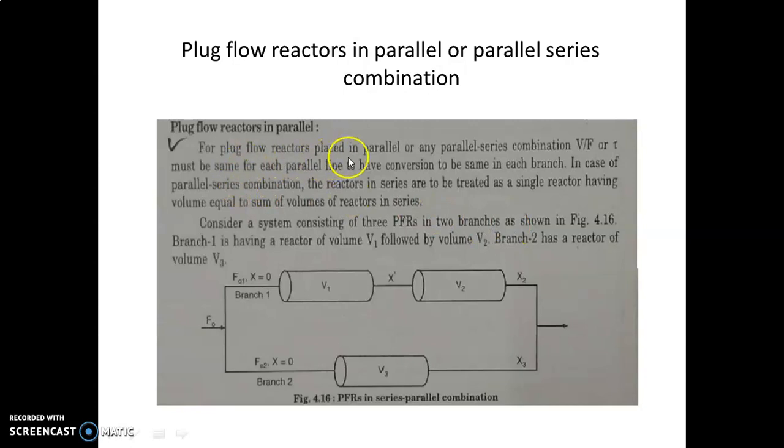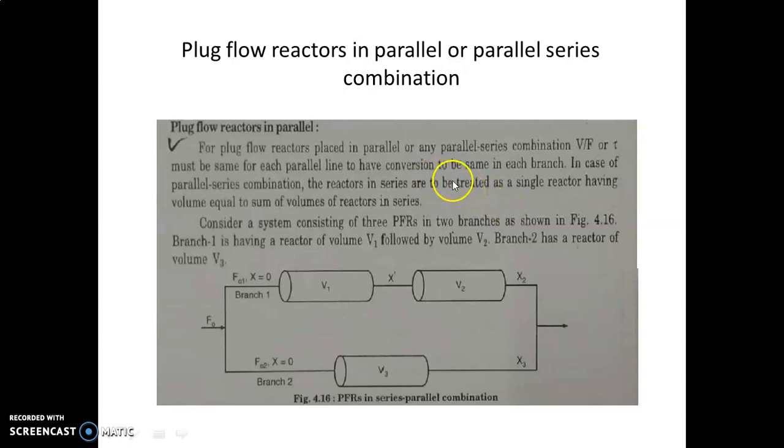For plug flow reactors placed in parallel or any parallel series combination, V by F or tau must be the same for each parallel line to have the conversion be the same in each branch. In case of a parallel series combination, the reactors in series are treated as a single reactor having volume equal to the sum of the volumes of the reactors in series.